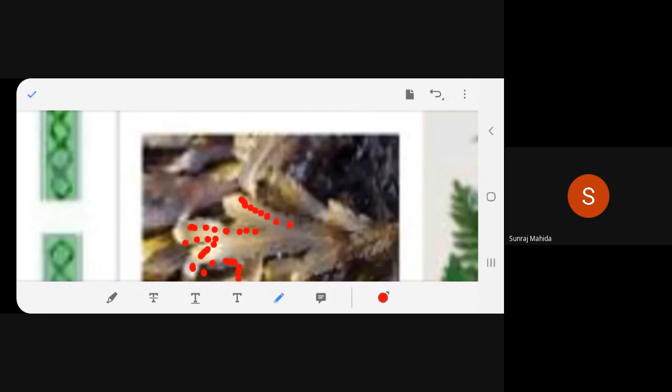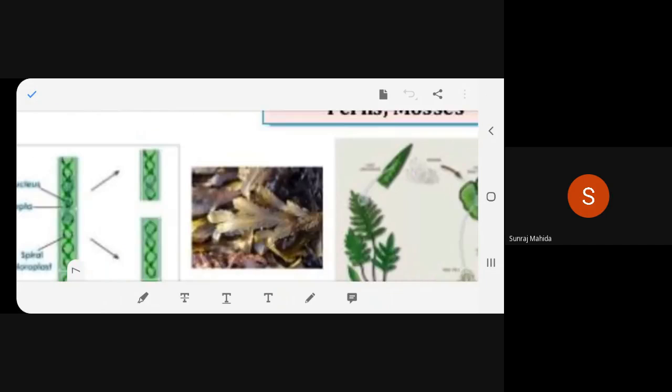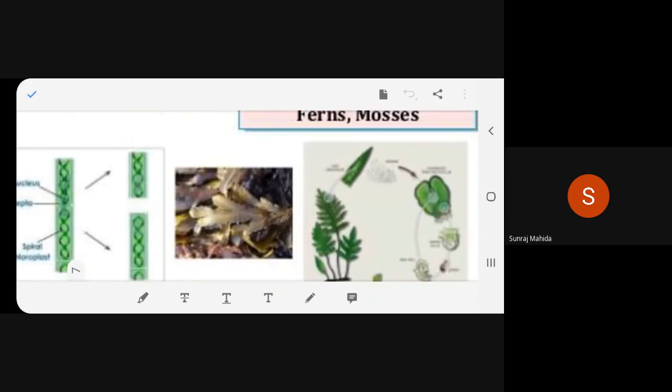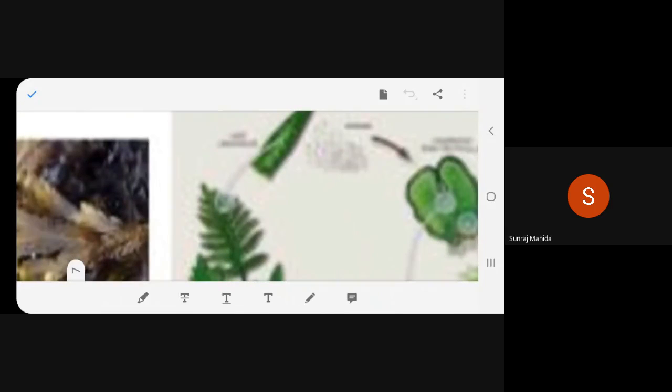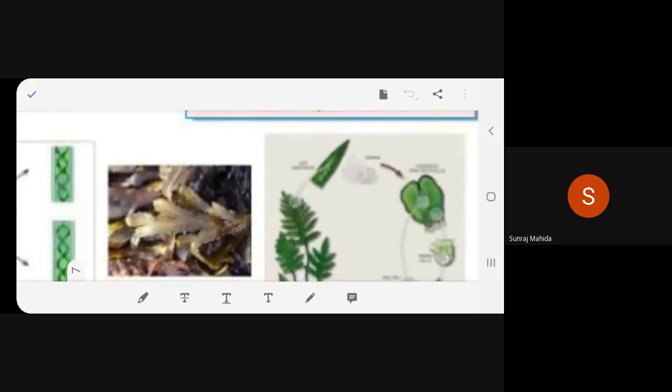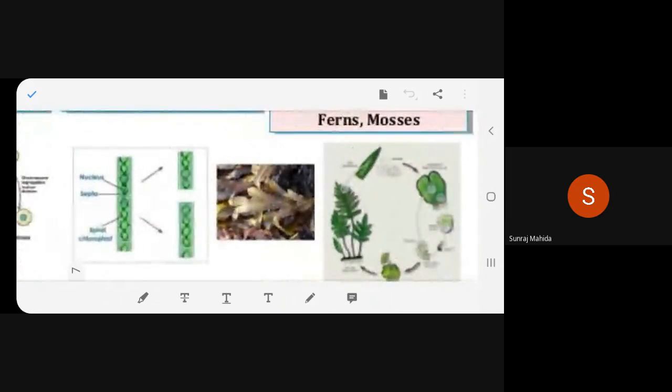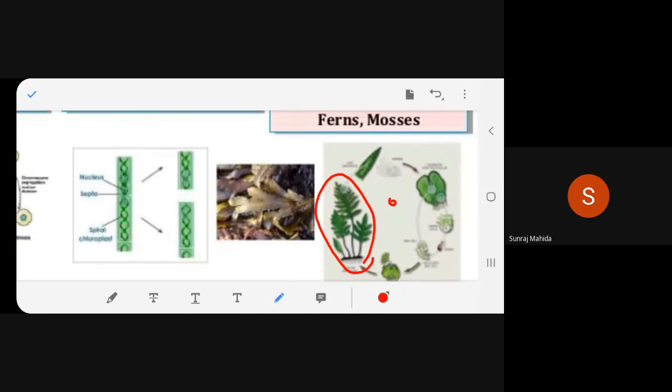Ma'am, what is this? This is a fern. When we meet, I will show you how it looks. You get the spores under the leaves, and from one spore we get the whole plant. Can you imagine? So this is spore formation. From one spore we get a new plant.